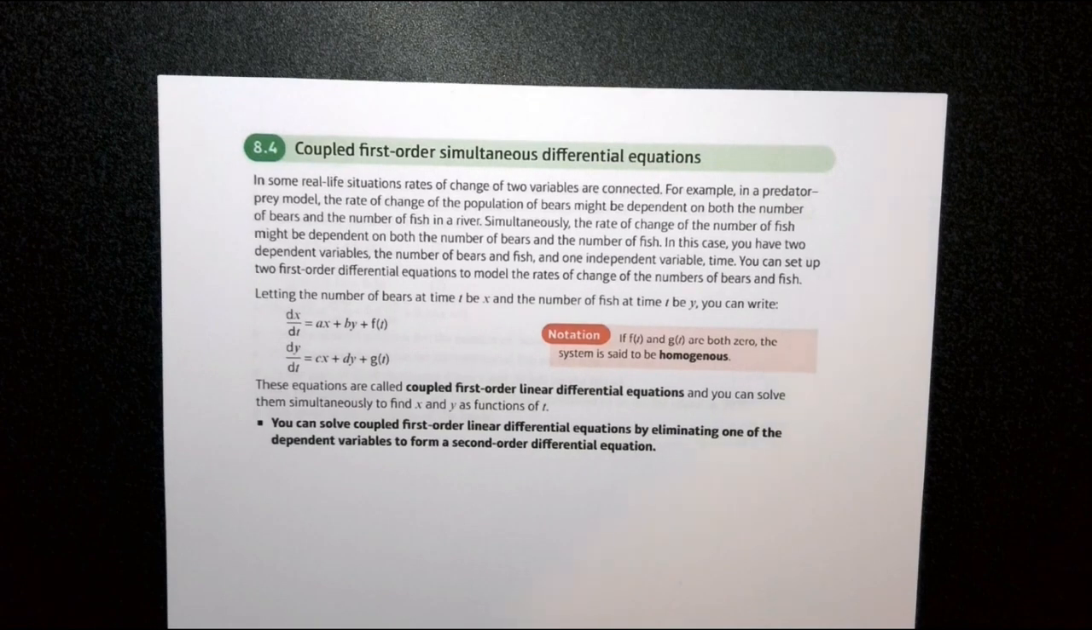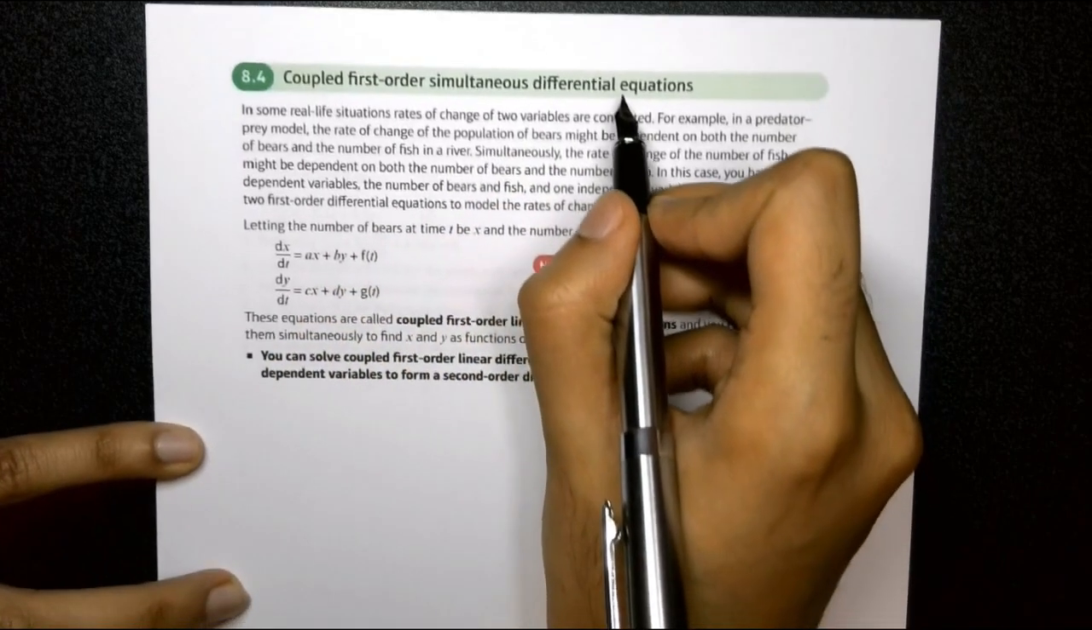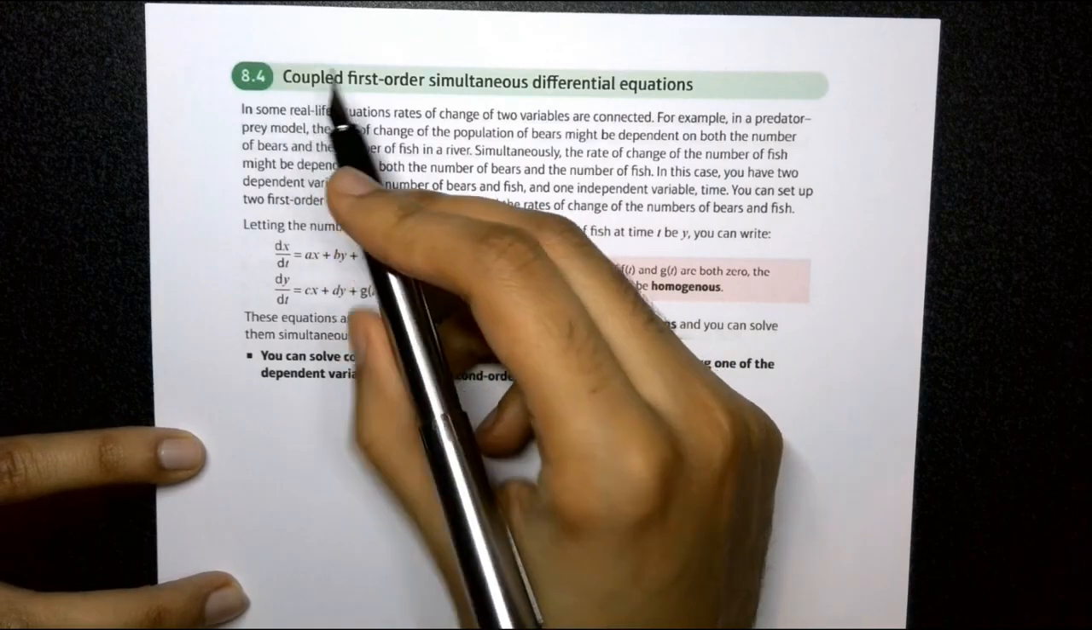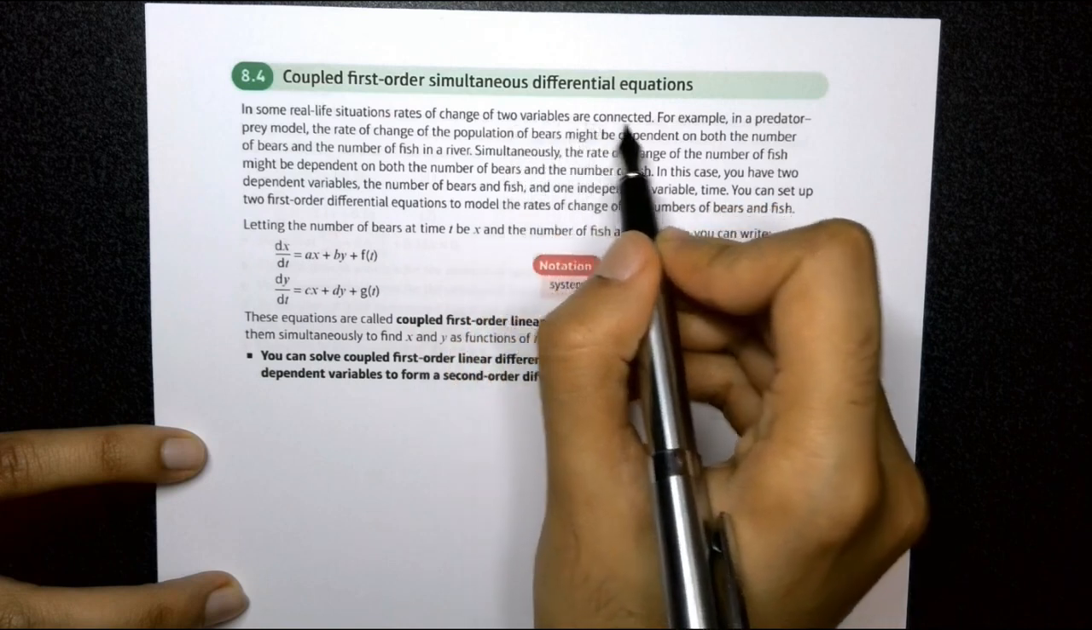8.4 Coupled first order simultaneous differential equations. In some real-life situations, rates of change of two variables are connected.